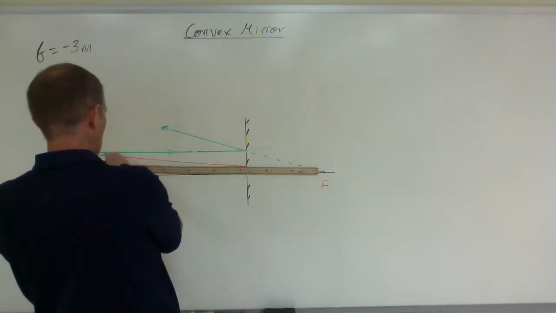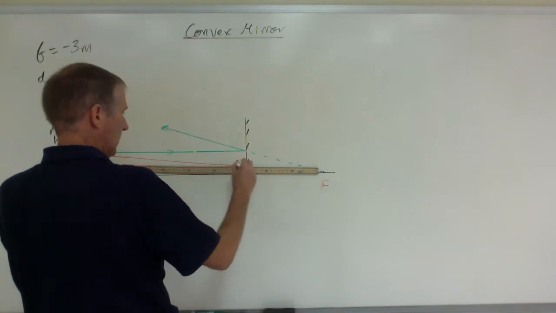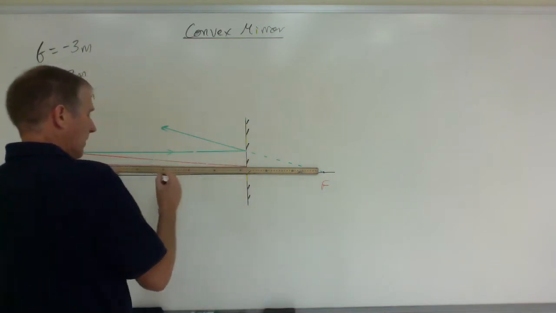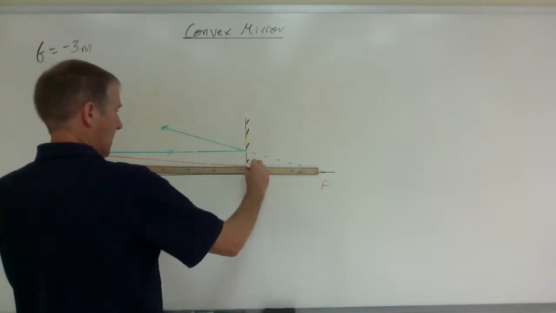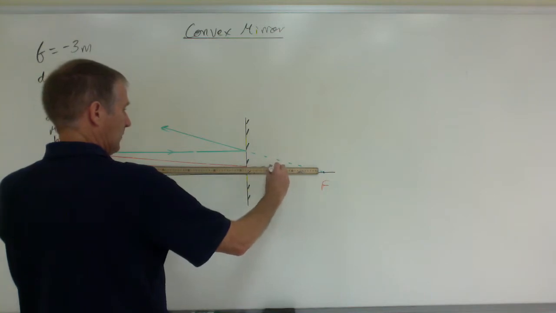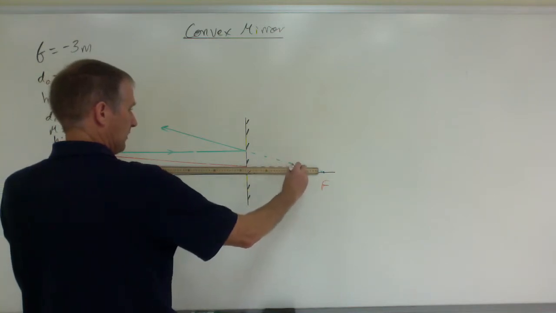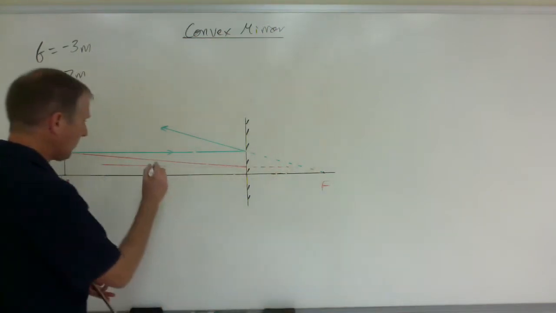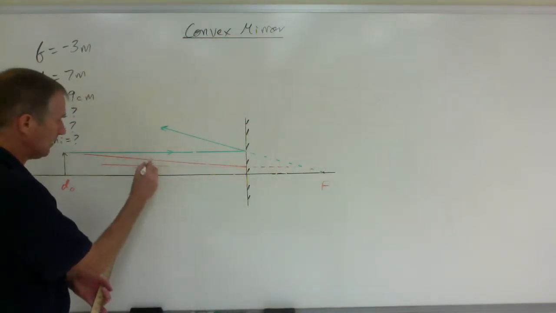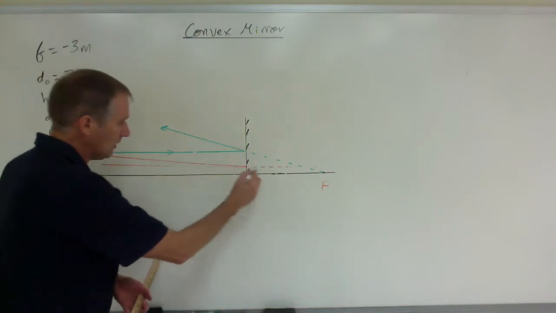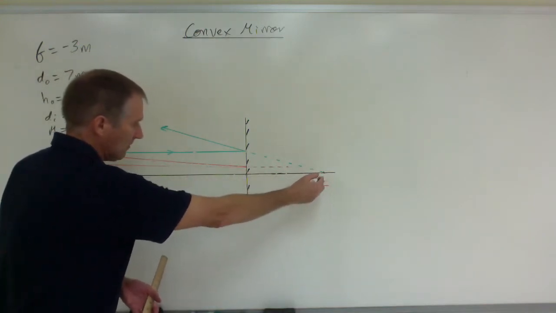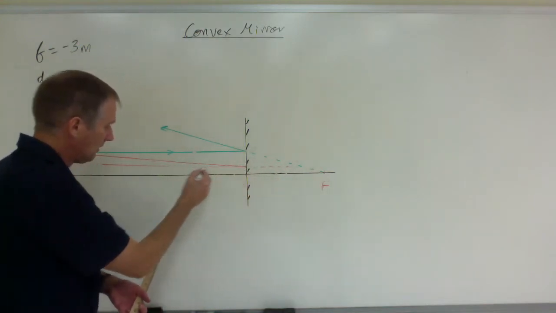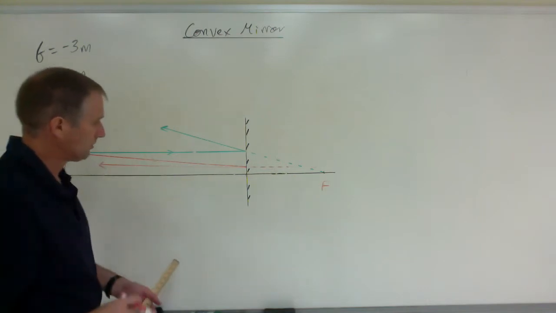It reflects that way. Remember that in the previous concave mirrors, we drew a light ray from the top of the object through the focal point, reflecting back parallel to the principal axis. So we did the same thing here. Top of the object, the red ray, top of the object to the focal point, but it never gets there because it strikes the mirror and it reflects back parallel to the principal axis.